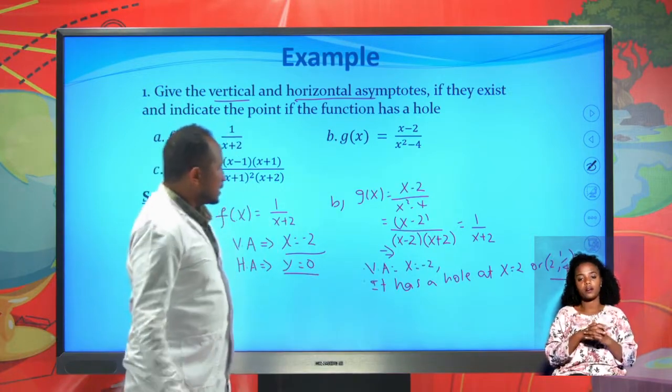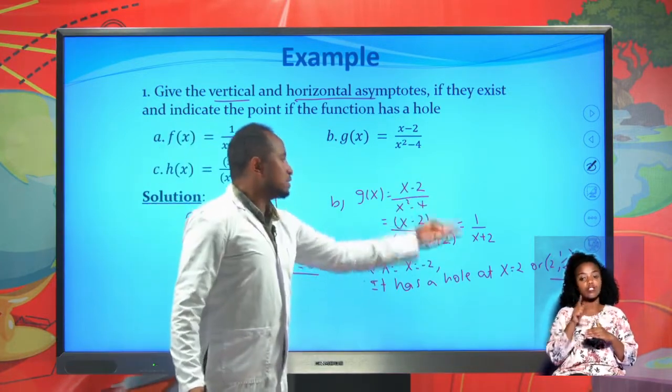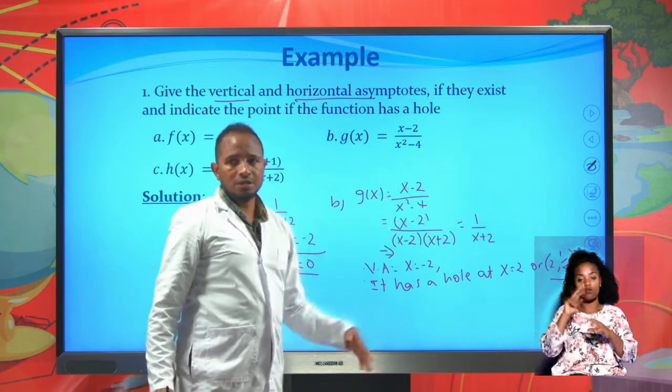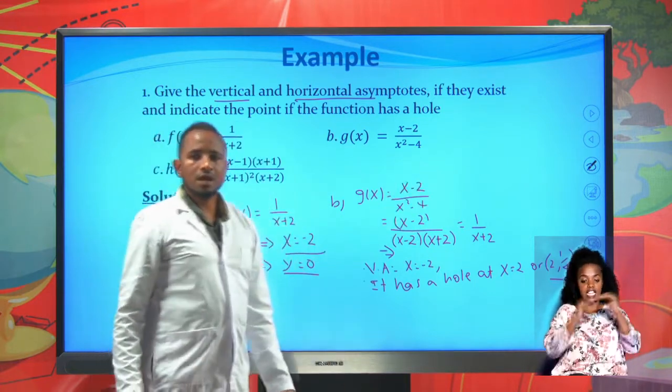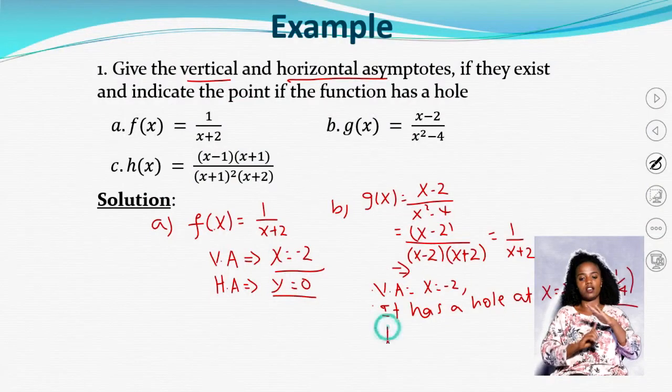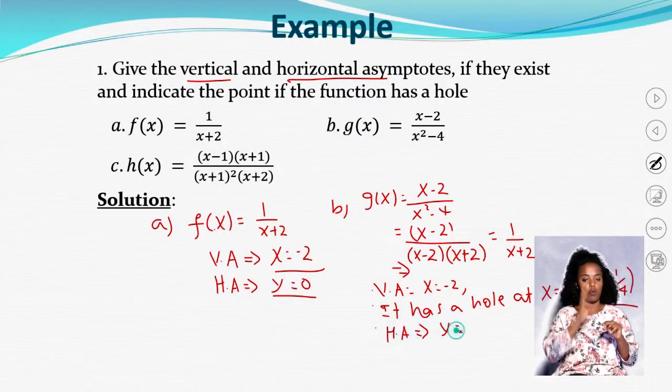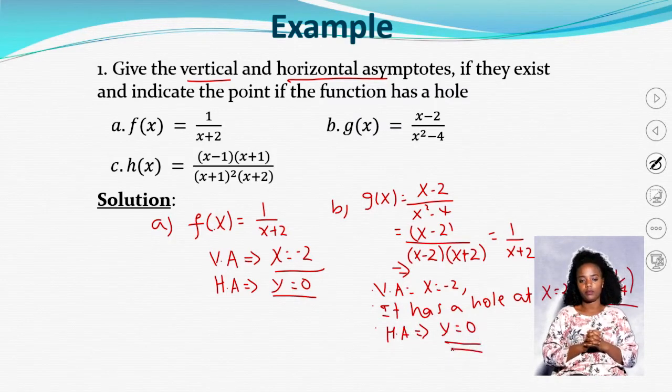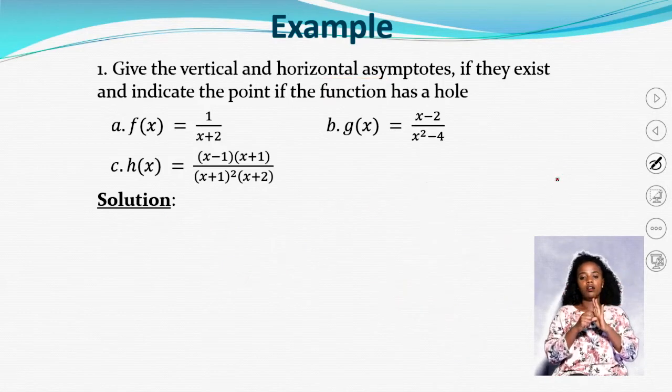Now next, as you can see, the degree of the numerator is less than the degree of the denominator. In this case, it has a horizontal asymptote. The horizontal asymptote is simply y is equal to 0. Now, let's see the third example. Now, let's see C.